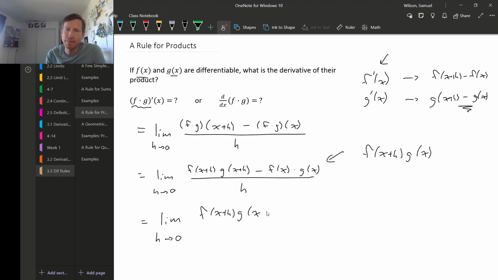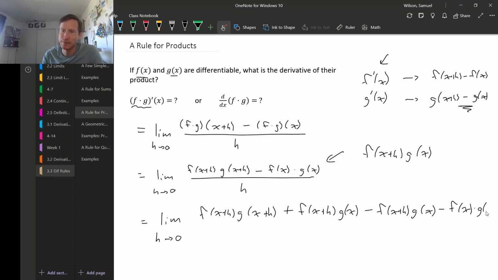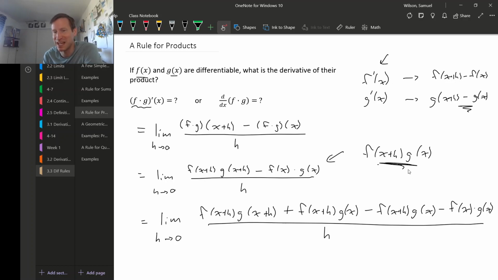And the price that we have to pay to have this f of x plus h times g of x is, if we added it, we also have to subtract it. We have to keep things balanced because we don't want to change what our expression is, we just want to change how it looks. So minus f of x times g of x, all over h. It's hard to know at the beginning if this is the right thing to do, but at least it's producing this piece that we think we need.